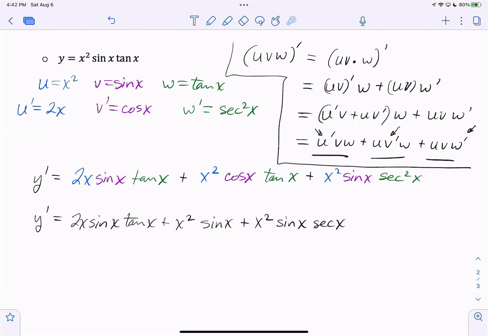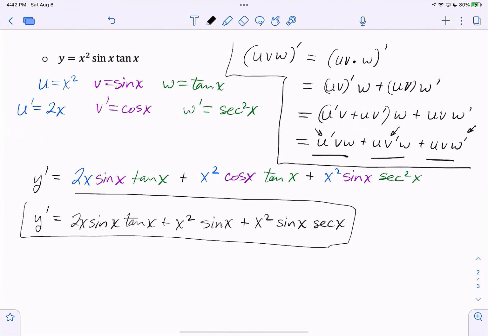But suppose we wanted to divide out, or factor out, I should say, any common factors. This way I can see that I have x as a factor that's common to all the terms, and the sine of x is a factor that's common to all the terms. And that might be something I'm interested in. It really depends on what I'm going to do with this. But here I'm just going to put a box around it and we're done.